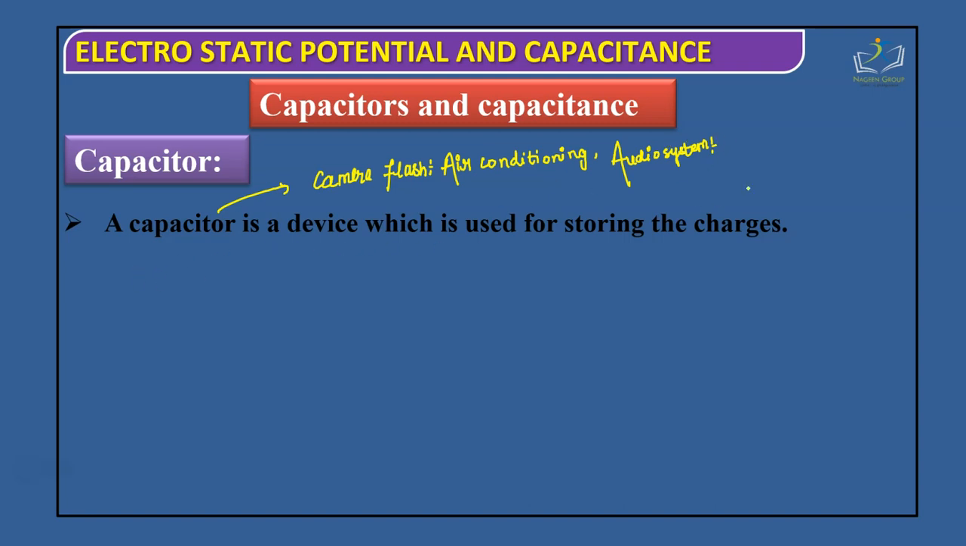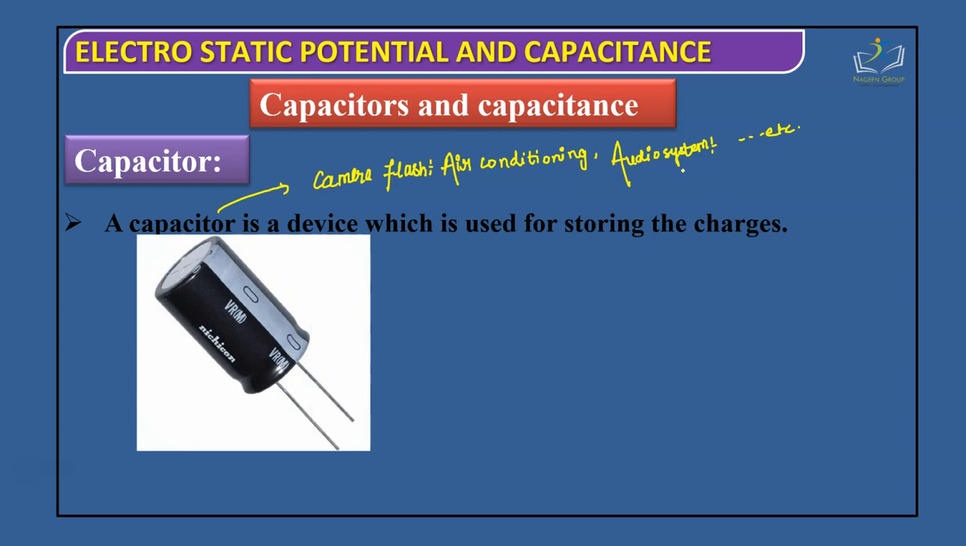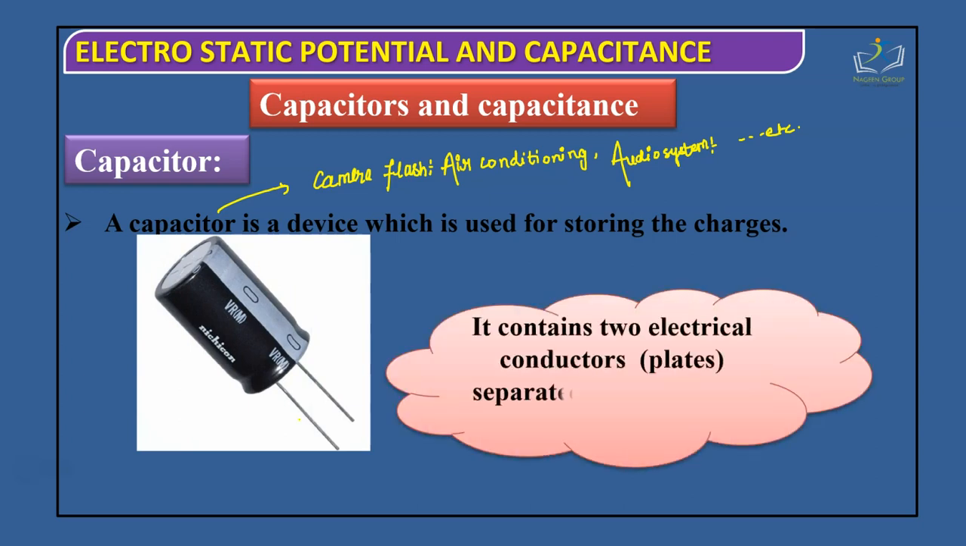So this is a particular type of device which is used to store charges, and when we need the proper amount of charge, it will supply that amount of charge to the conductor. So this is a capacitor. It contains two electrical conducting plates separated by a dielectric, that is an insulator.